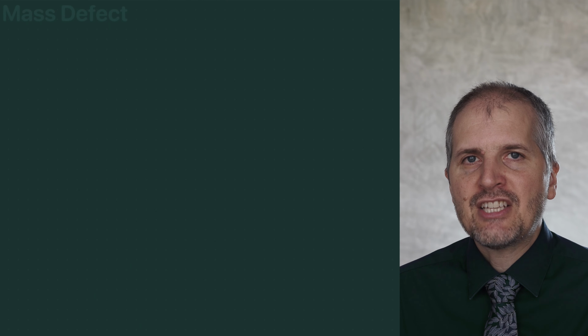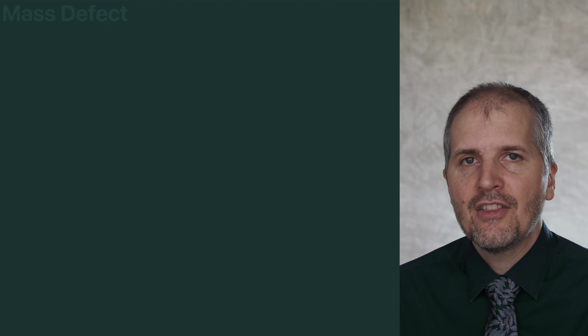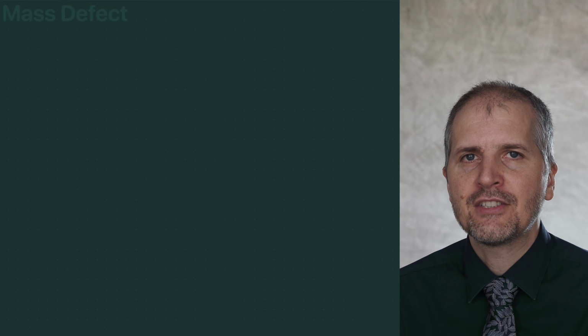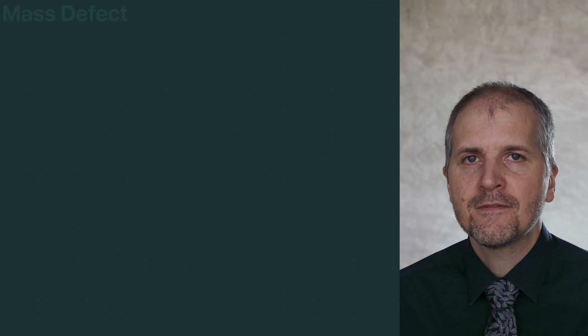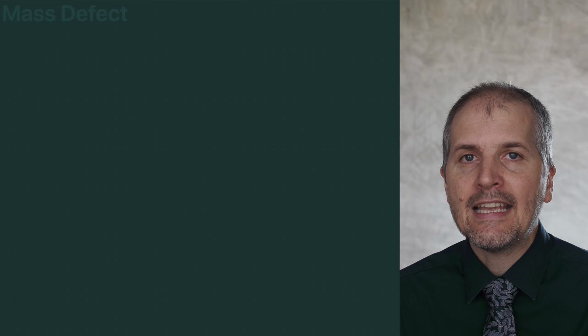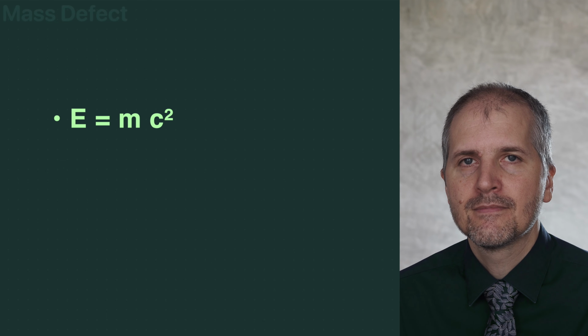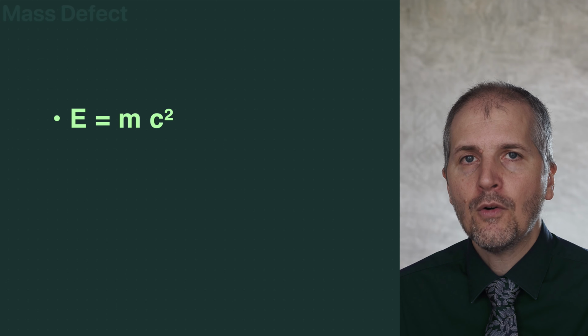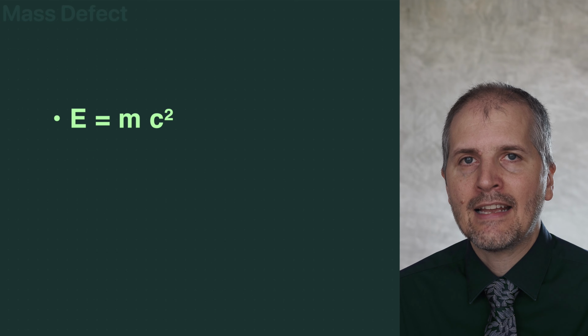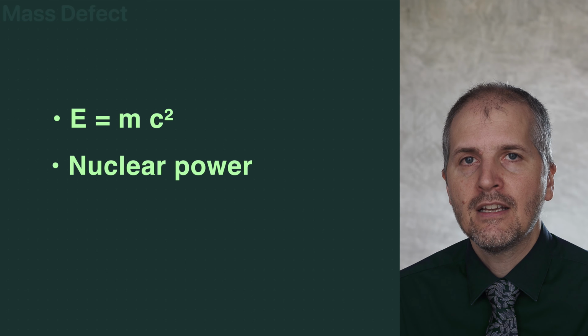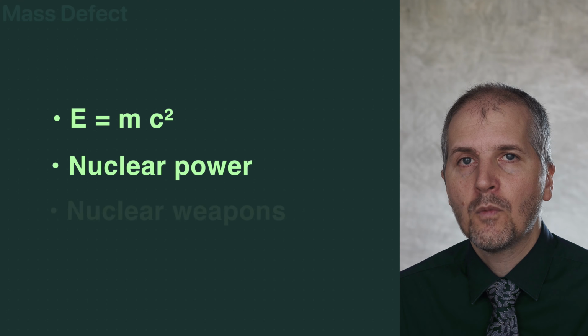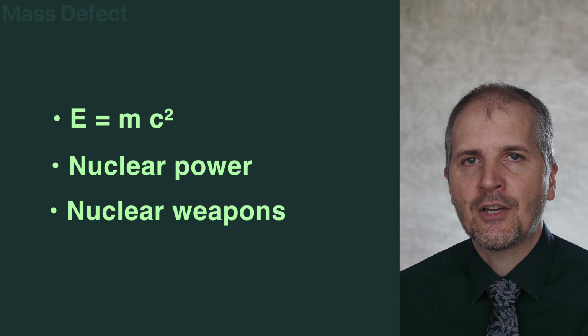E equals hf is, in my opinion, the most brilliant mathematical equation. But Einstein's more famous for another of his equations, E equals mc squared. In this lesson video, we're going to learn about the significance of that equation and also get an understanding about how it relates to nuclear fission, nuclear fusion, and why those forms of power have got so much potential, and why nuclear weapons can be so devastating.